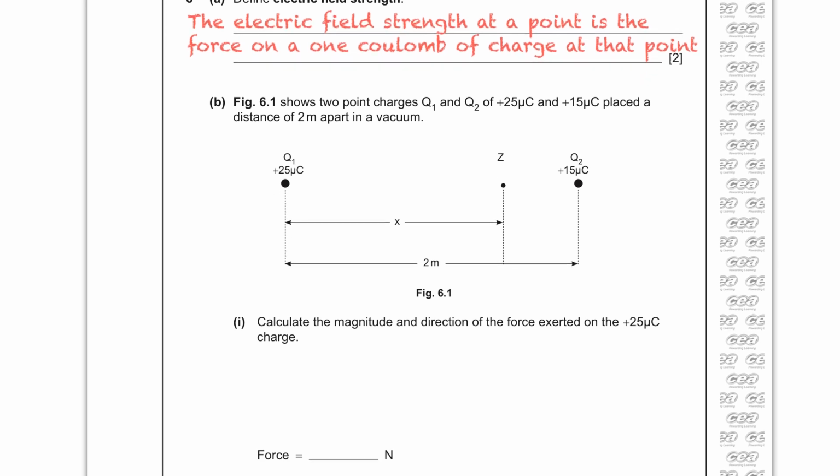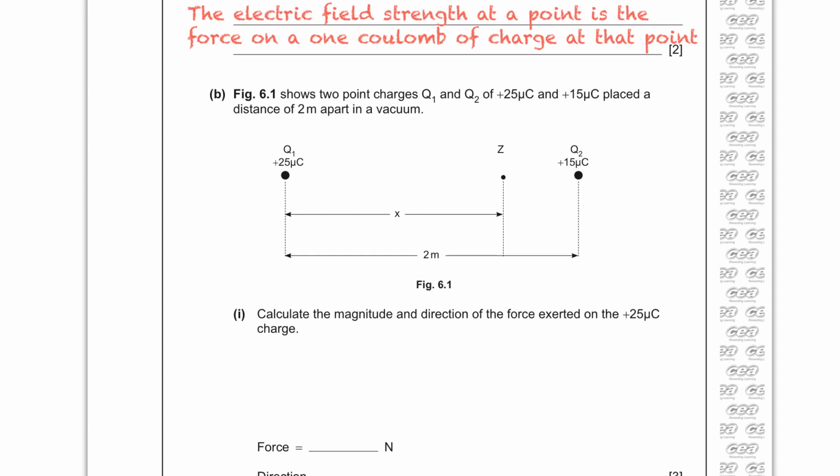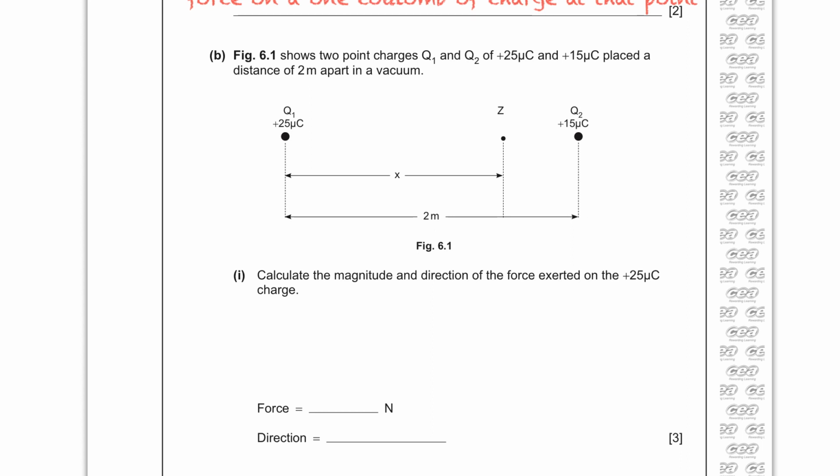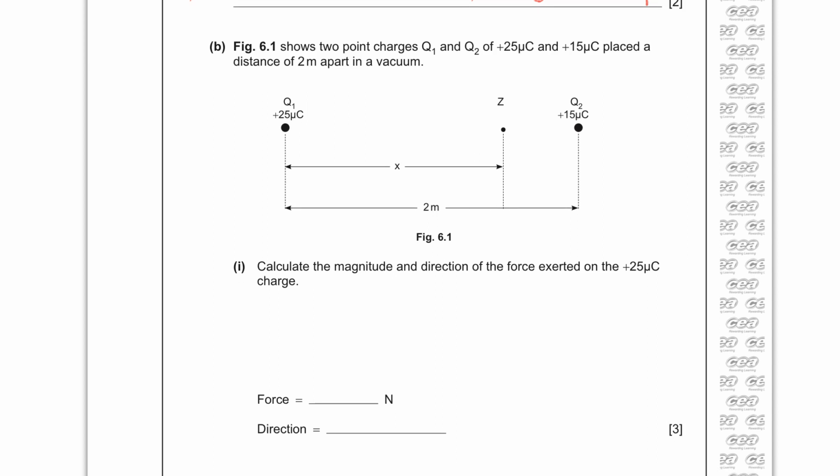Part B then, figure 6.1 shows 2 point charges Q1 and Q2 of plus 25 microcoulombs and plus 15 microcoulombs placed at a distance of 2 meters apart in a vacuum. Calculate the magnitude and direction of the force exerted on the 0.25 microcoulomb charge.